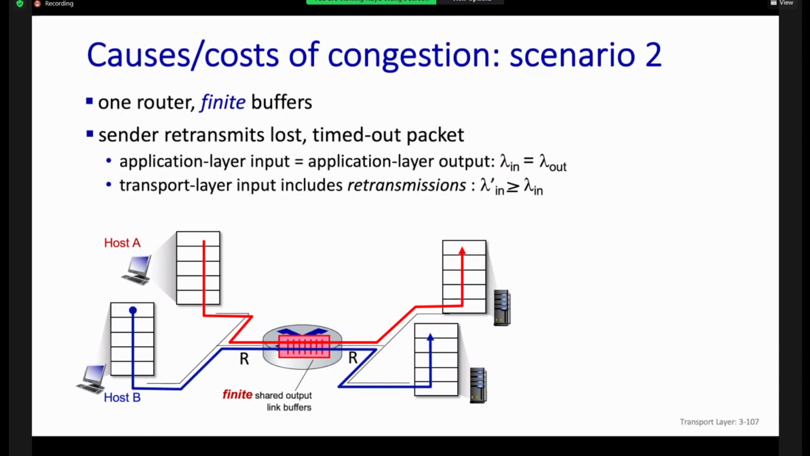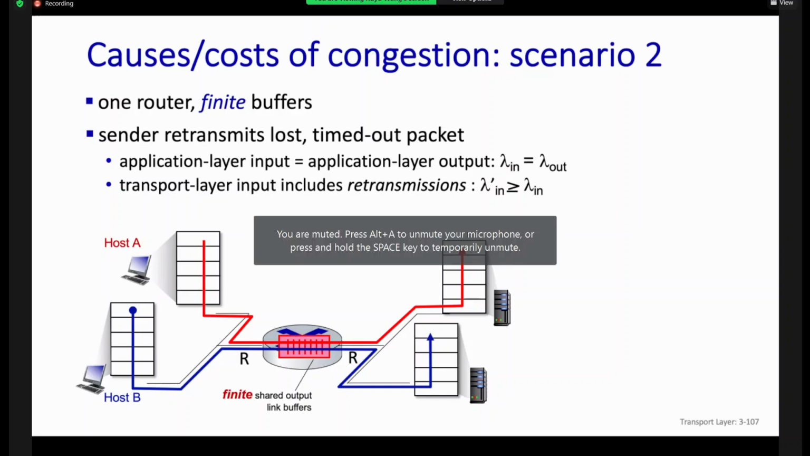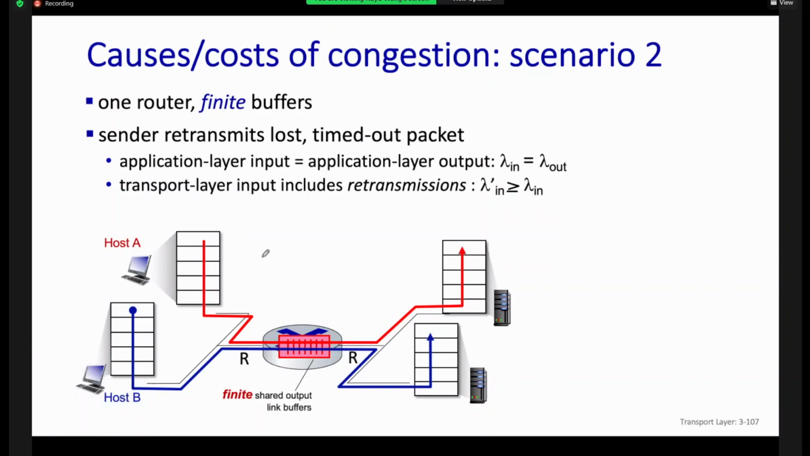So that means, for the application layer, lambda in equals lambda out. We need TCP reliable data transfer. For example, we send data and we need to receive 10 bytes of data. But in the transport layer this is different, because the transport layer needs to retransmit more data. For example, if the first packet is lost, we need to retransmit the first packet again. So lambda in prime is larger than or equal to lambda in. This includes the original data plus the retransmission data, and lambda out just equals the original data.